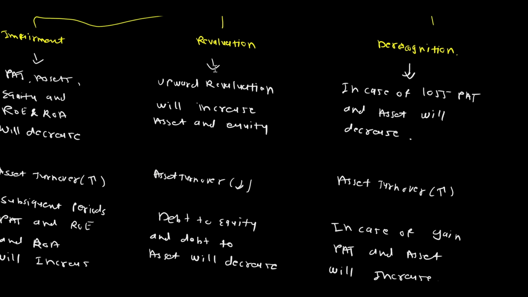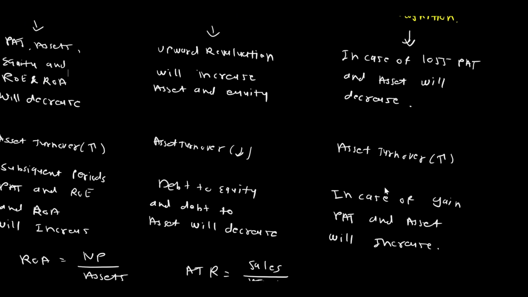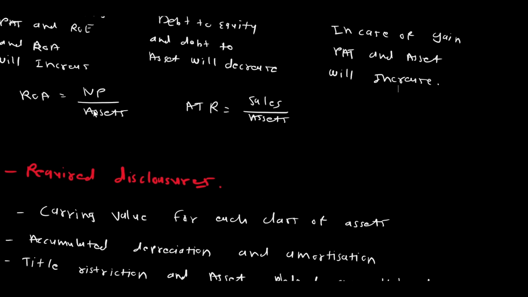In the revaluation method, upward revaluation will increase the asset and equity. Asset turnover will be lower due to the increase in the asset. Debt to equity and debt to asset will decrease. Derecognition in case of the loss, PAT and asset will decrease. Turnover will be higher. In case of the gain, PAT and asset will increase. ROE means net profit divided by asset, and asset turnover, sales divided by assets.